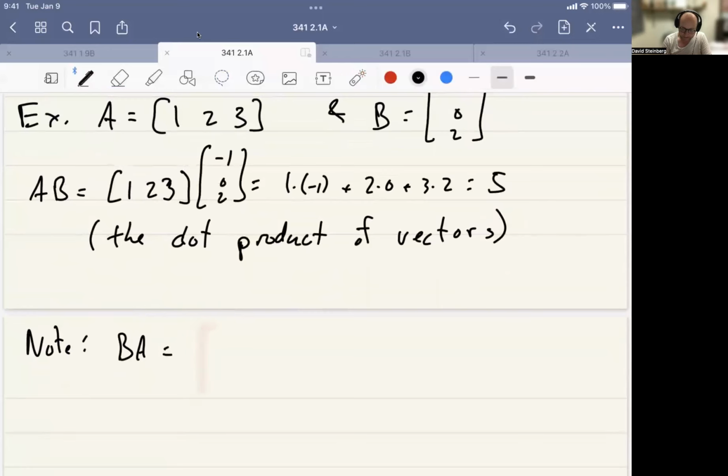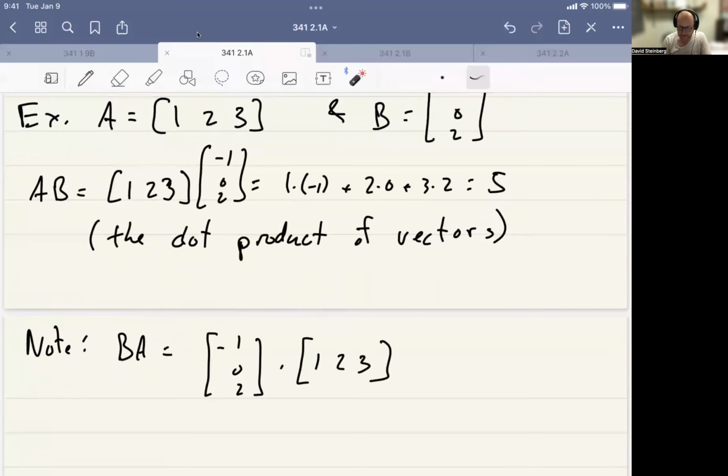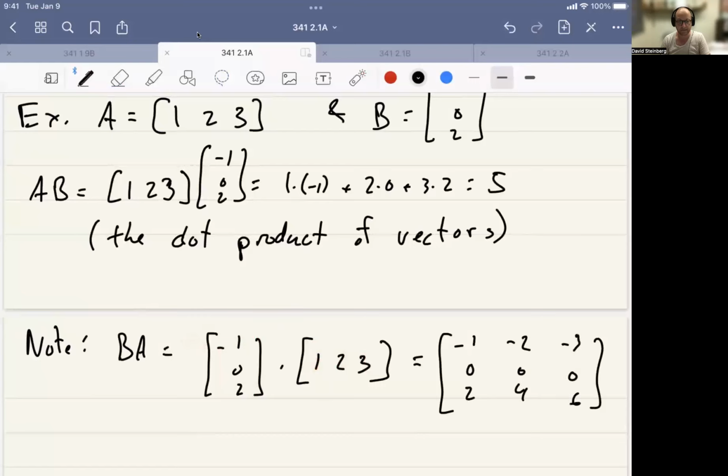So let's see what happens. If we did this, then what we want is to apply this matrix to each of these columns. And the result is going to be what? -1, 0, 2, as we're applying each of these to the scalar 1, and then -2, 0, 4. It's sort of a boring matrix, -3, 0, 6. But that's what happens. That's B times A.